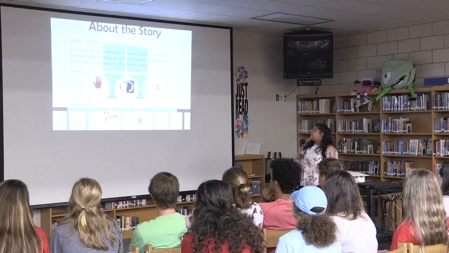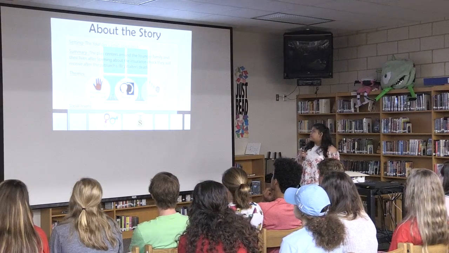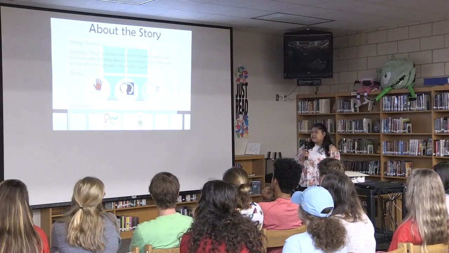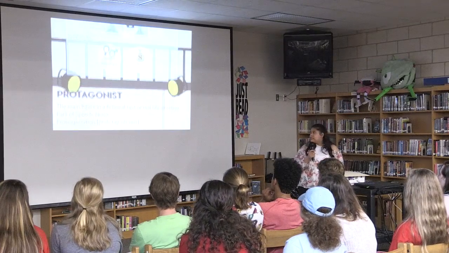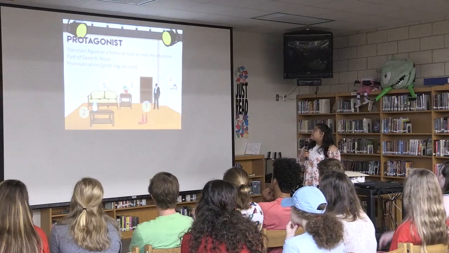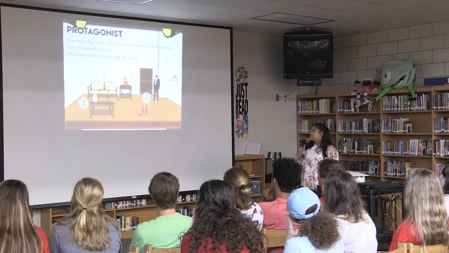For the setting, it was a small apartment, and I just put a brief summary. For the themes, I just put standing up for yourself, racism, and dreams. For social issues, I did gender, stereotypes, and money. The next section was my dramatic term, which was protagonist. I just have the information on it.